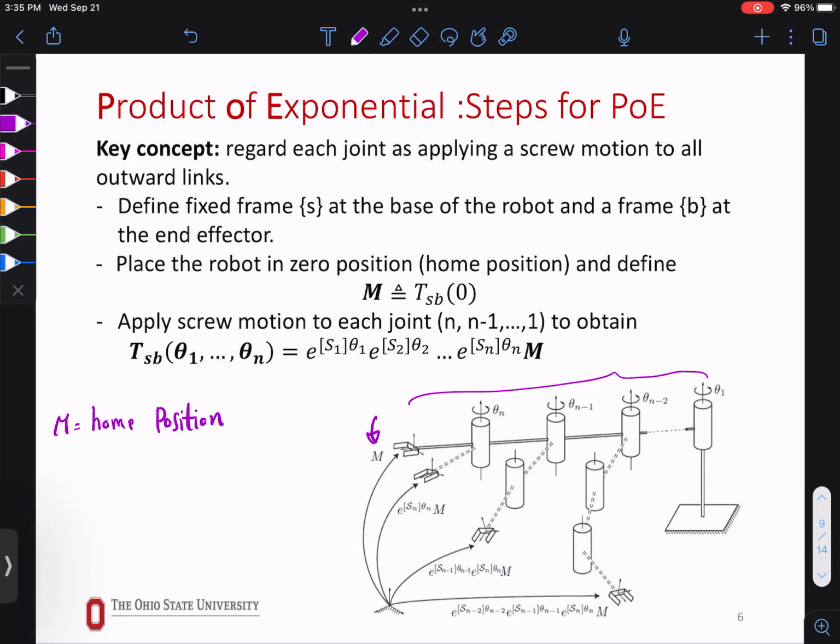For specific angles, it will tell you the orientation and position of the end effector. Does this make sense at all, what I taught? If it doesn't, raise your hand now so I can repeat it. Okay, I didn't see a hand. That's good news. We're going to go over all of them again, don't worry about it.